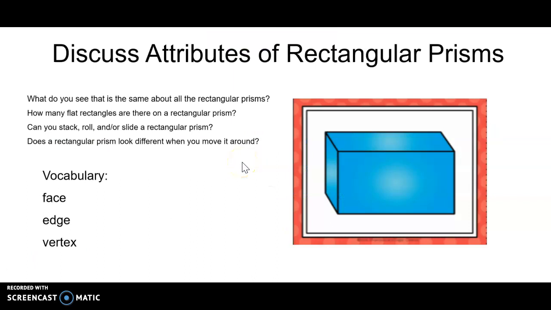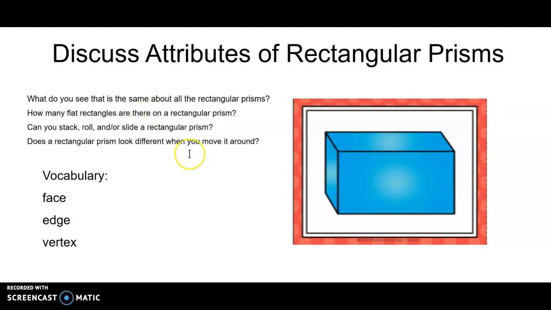Okay, now with your homework helper, you can discuss the attributes of rectangular prisms. First, I want to talk to you about some vocabulary. We have face, edge, and vertex. So here, this blue part that you see in the front, that is the face of the rectangular prism. Here, this black line, you can see that's the edge. And where all the edges come together, that's called the vertex.